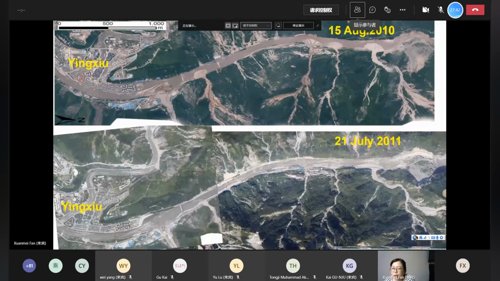These two images were taken in 2010 and 2011. You can see during the first few rainfall events after the earthquake, almost all catchments had debris flows, and this is the Minjiang River. Almost all catchments have debris flow deposits in the Minjiang River. So in the first few years, the debris flow activity was quite high.